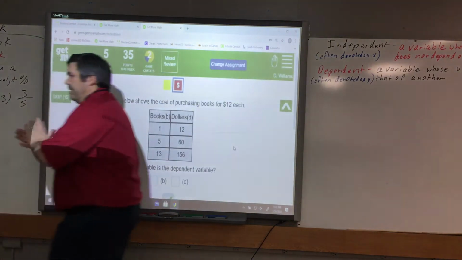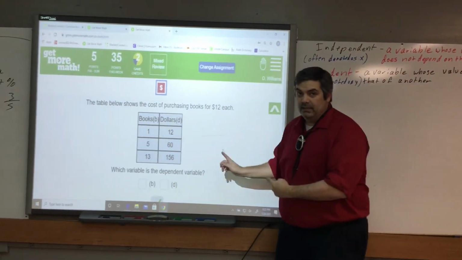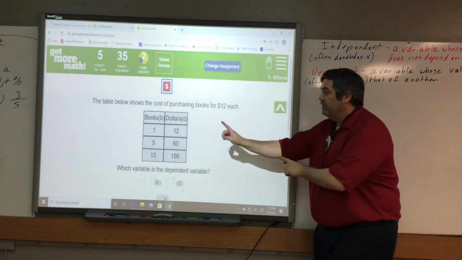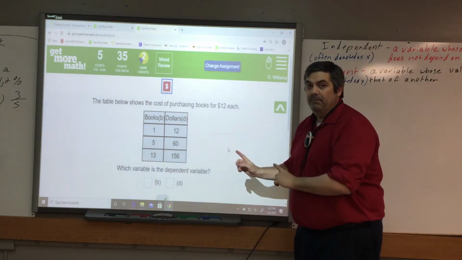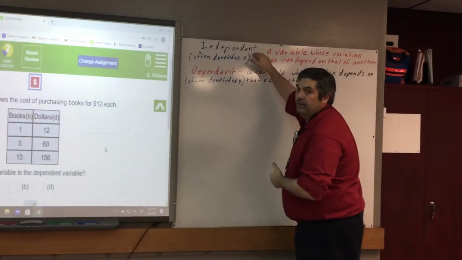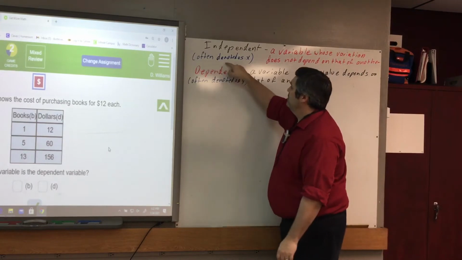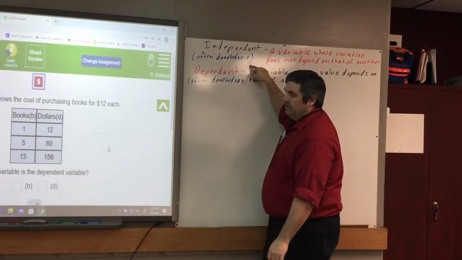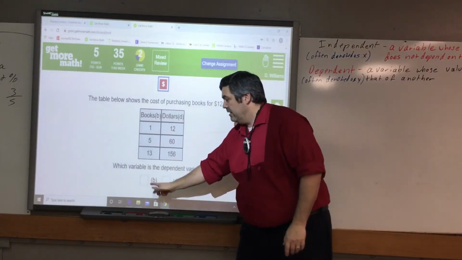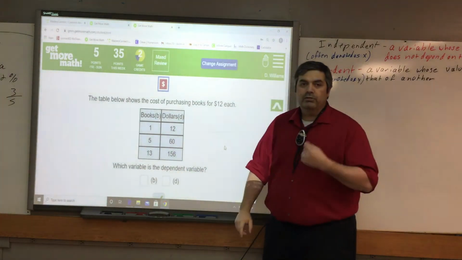Here we go. All right, so remember, this is really simple, okay? Do not overcomplicate this, all right? Because in our definition, I told you which one of those is your dependent and your independent. Now look at the definition. Independent, a variable whose variation does not depend on that of another, often denoted as X. Well, on a table here, this first line is always your X. This line is always your Y.